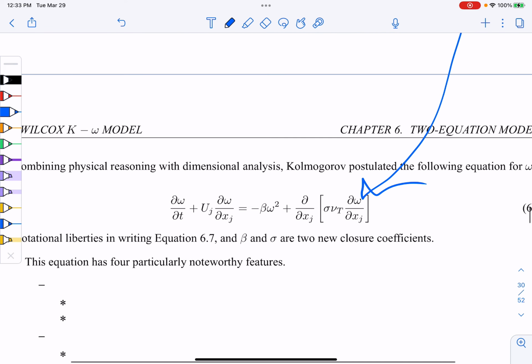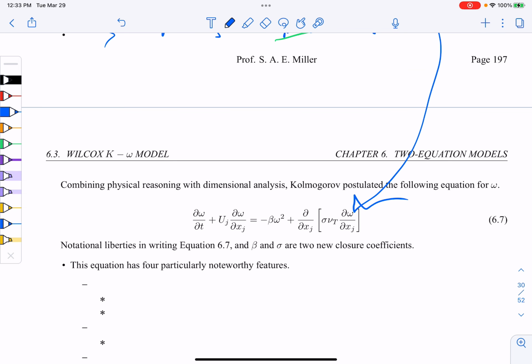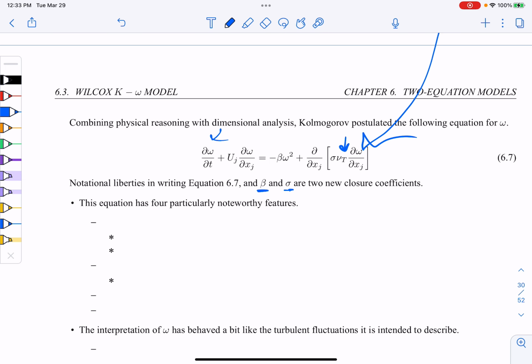So in 6.7, you see a few different terms. Now we have a transport equation for omega, and there's no production term, but there is a coefficient b and a coefficient sigma here with nu t. So this is written so that there are two new closure coefficients. And typically I see in the literature, people put a little asterisk by, say, beta for a term like in k or sigma. So let's finish up Kolmogorov's view, which will take a little bit more, so bear with me.